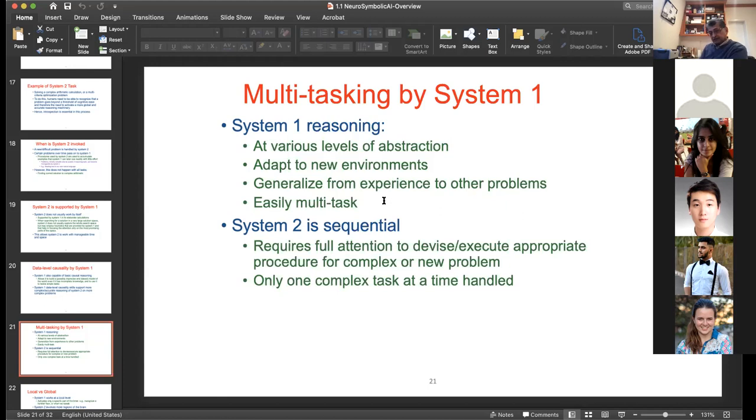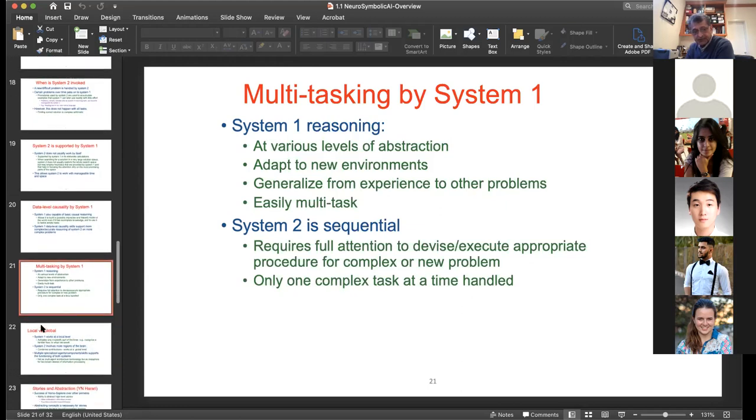Recognizing insects after you have a program to do recognizing animals. And most of the features and all that can be useful. System 2 is sequential, requires full attention to devise, execute appropriate procedure for complex or new problem. Only one complex task at a time is handled. So system 2, the slow deliberative process, only solves one problem at a time.